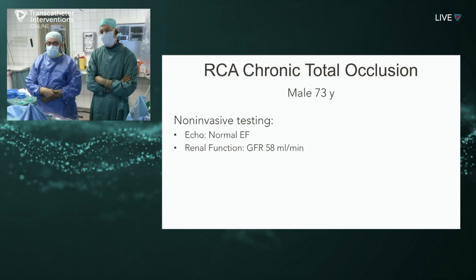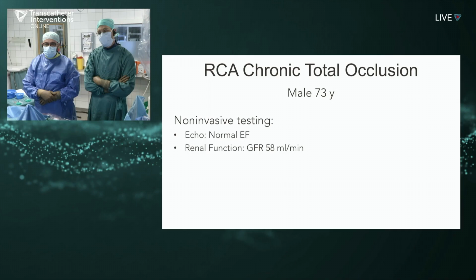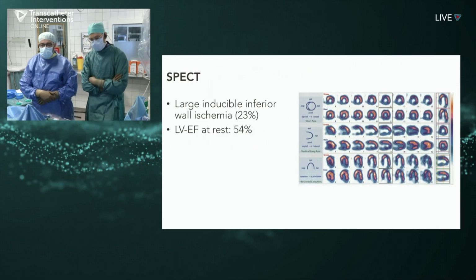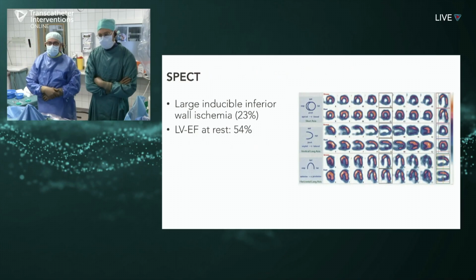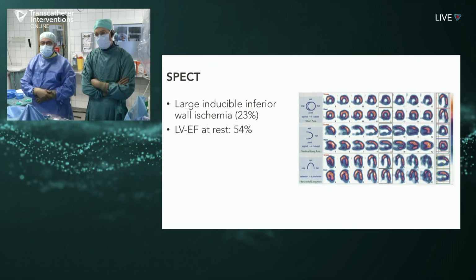Next slide, please. So after treating his LAD, he didn't become asymptomatic. There were some non-invasive tests performed showing normal left ventricular ejection fraction. He has a slightly reduced GFR. Next slide, please. And then we looked at inducible ischemia using SPECT imaging. You can see here that he clearly has a large inducible inferior wall ischemic burden of 23%. And again, his left ventricular ejection fraction at rest was maintained at 54%.